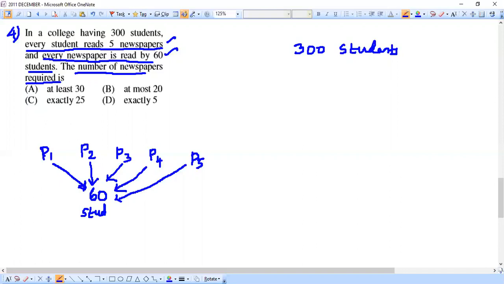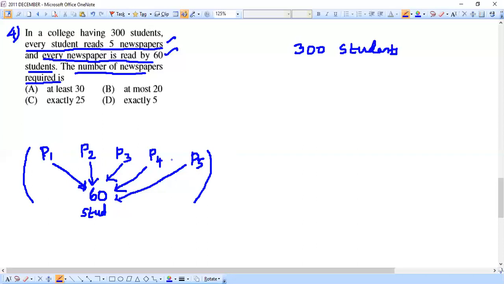So I have 60 students here. The first student is reading all 5 papers, paper 1, 2, 3, 4, 5. In the same way, the second student will also read the same 5 newspapers, 1, 2, 3, 4, 5. The third student would again read the same 5 papers, and so on. I will find each student reading 5 newspapers. So in order to get this condition satisfied, we are making this set of 60 students read 5 newspapers.